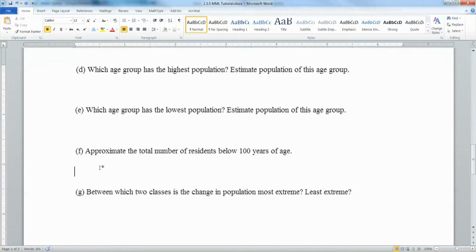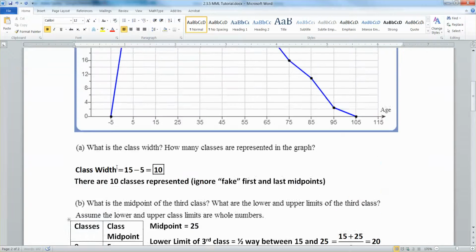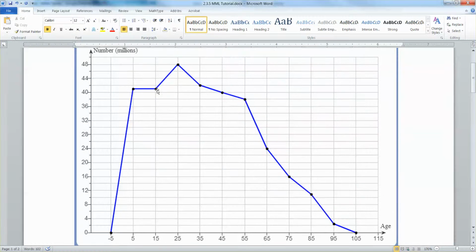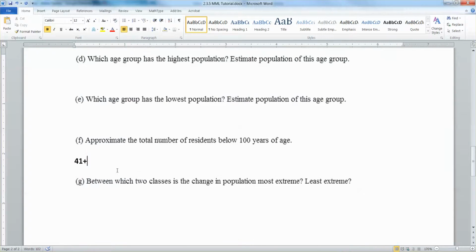So what you're going to do is say, okay, I want 41 plus, and then you're going to go back up and grab the next dot, which seems to be 41. And then you're going to keep going like that all the way until you get to your last number. And you're going to keep adding and adding and adding, but skip the 105 and the -5, although they're worth 0 anyway. But you're going to try to estimate where each of these dots falls and then add up those numbers. And I'm just going to let you finish that.